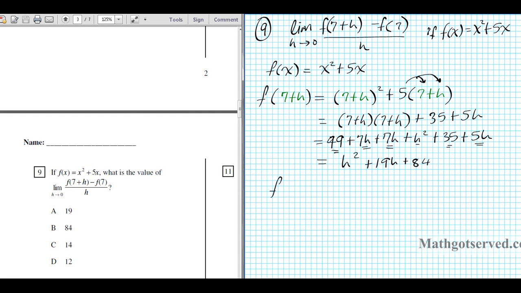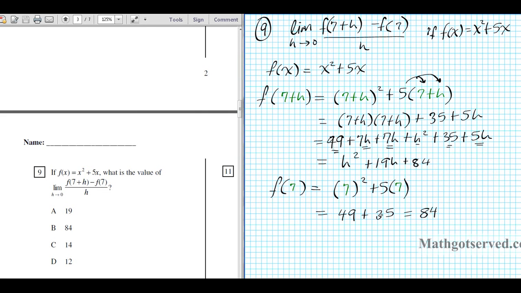F of 7 basically means that wherever we have x, we will plug in 7 into the original function. So instead of x squared plus 5x, we're going to have 7 squared plus 5 times 7. Okay? All right, so there you have it. If we work this out, 7 squared is 49 plus 35. 49 plus 35 is 84.